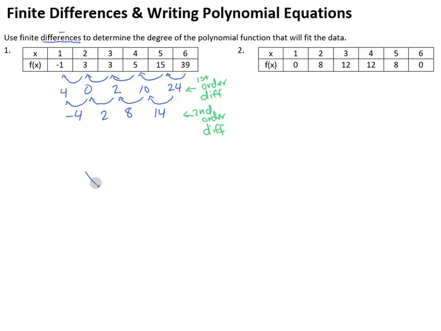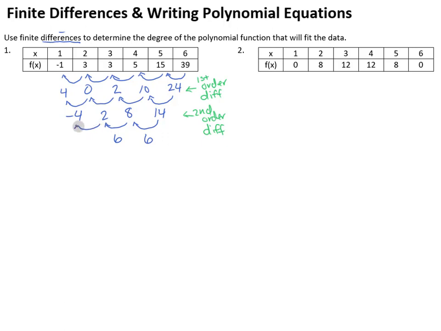So what that tells me is this did not come from a second degree polynomial. It did not come from a quadratic. So this is not a quadratic function. It must be something of a higher degree. So we're going to do this again. 14 minus 8 is 6. 8 minus 2 is 6.